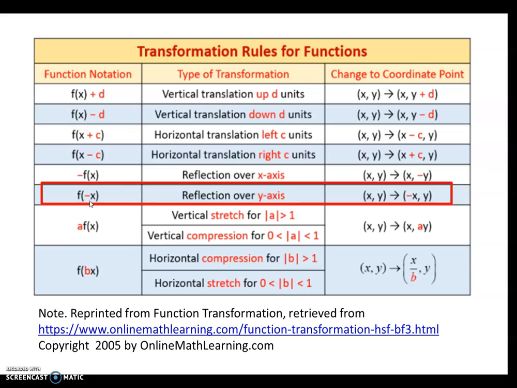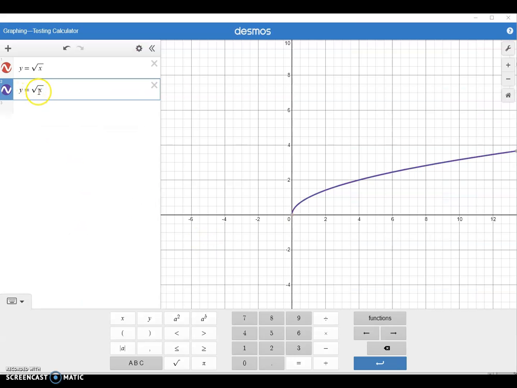Let's check out Desmos. Right, so let's try putting a negative here in the front. And as you can see, your graphs are reflecting about the y-axis. Therefore, all these positive x values from your parent function are now going to become negative x values.